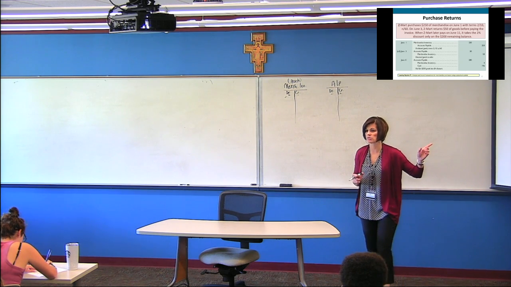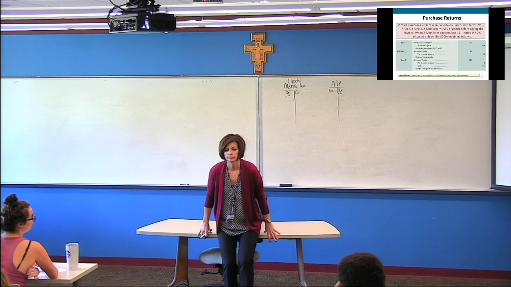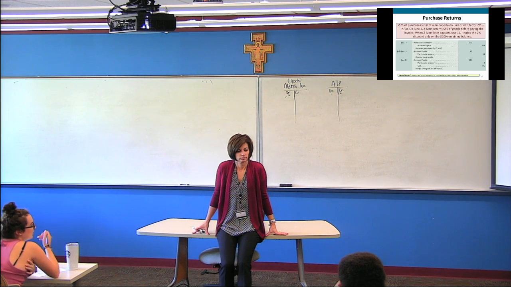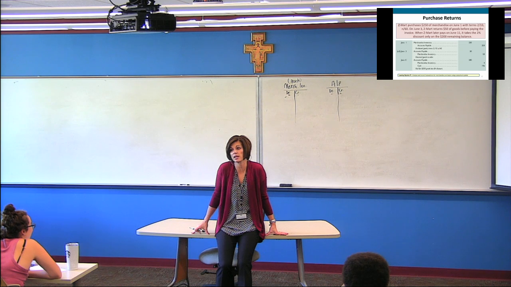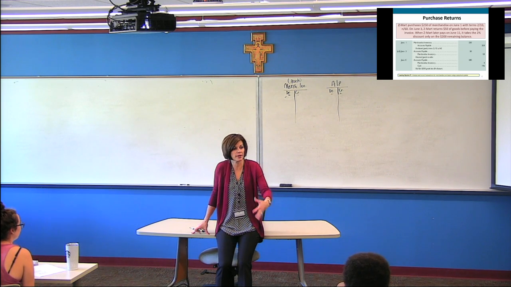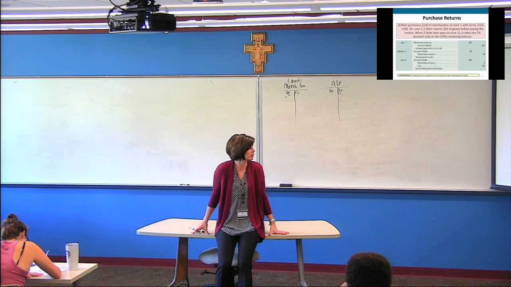Somebody tell me what that means, 2/10 net 60. Translate. 2% discount within the first 10 days of the 60 day period. Okay, so you get a 2% discount if you pay within the first 10 days. If you don't pay within the first 10 days, the balance is due in 60 days. So that's a little bit of a longer credit period than what we're used to seeing, which is typically 30 days. But that's okay, they can do whatever they want, really.